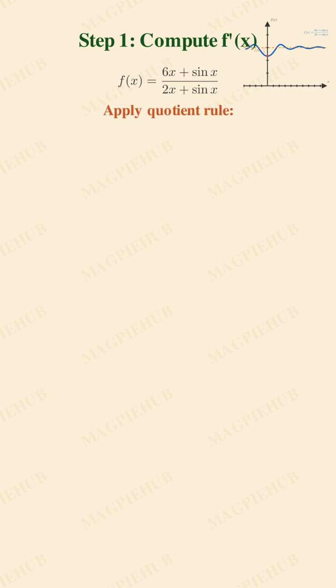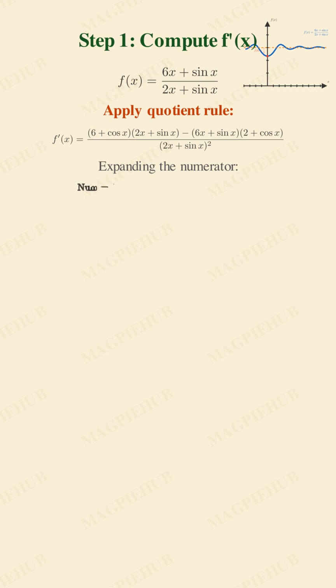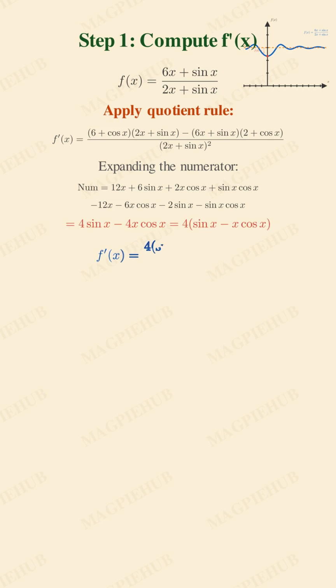Step 1, let us compute f prime of x using the quotient rule. The numerator of f prime is (6 plus cos x) times (2x plus sin x) minus (6x plus sin x) times (2 plus cos x). After expanding and cancelling, we get the numerator equals 4 times (sin x minus x cos x). So f prime of x equals 4 times (sin x minus x cos x) divided by (2x plus sin x) all squared.